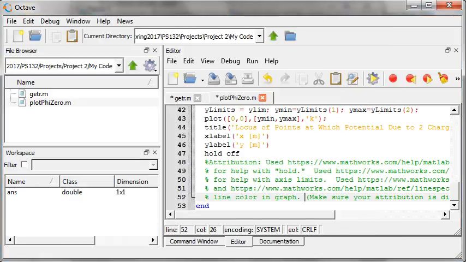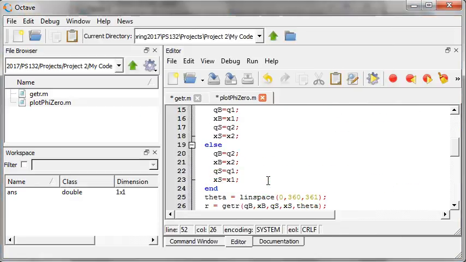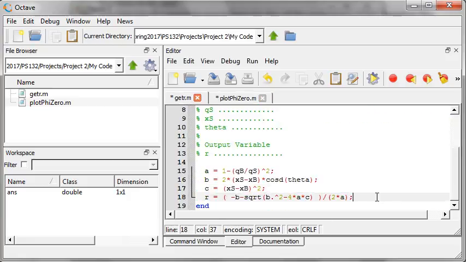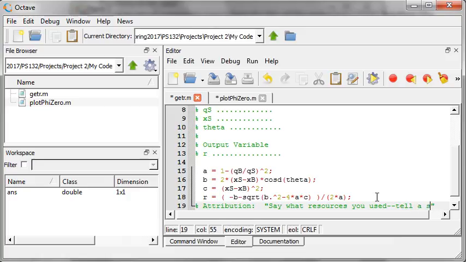Alright, I got to check the other function. I don't know that I put any attribution in there. So I think I'll write a message to you here under attribution. Say what resources you used to help you get your code written, and tell a story.